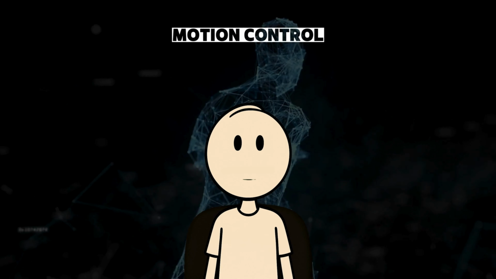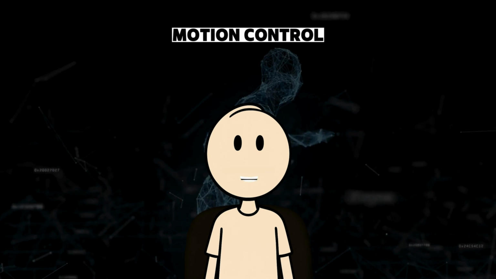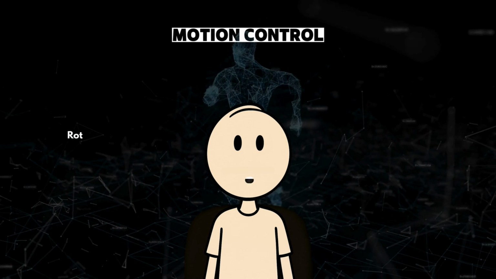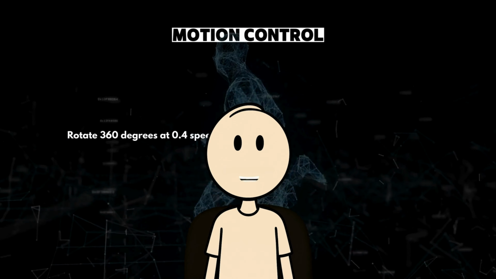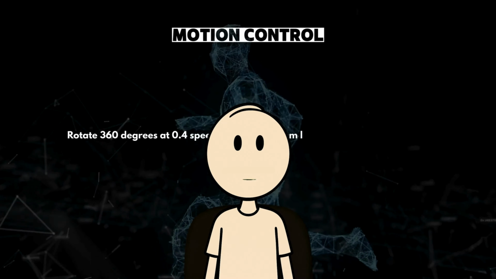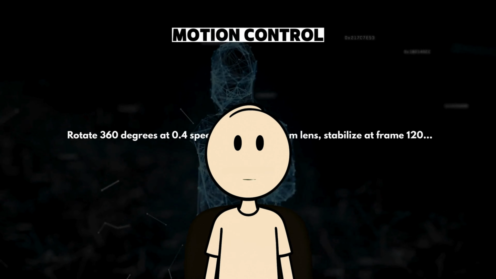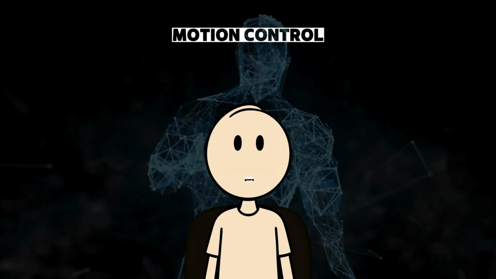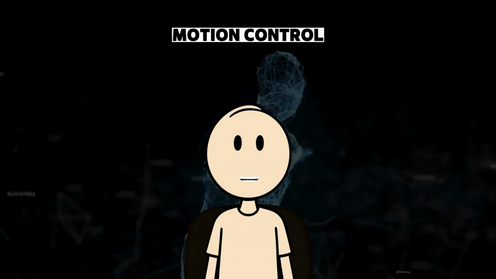But here's the key. You do not need to describe every technical detail of that motion. That's where most people go wrong. Beginners try to write, rotate 360 degrees at 0.4 speed, slight tilt, 24mm lens, stabilize at frame 120, and when they do that, Sora 2 collapses, because they're trying to replace the entire camera department. Instead, all you need to tell Sora 2 is the intention of the movement.